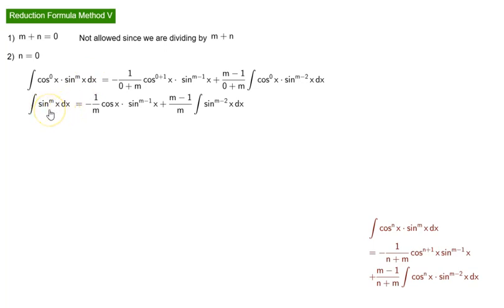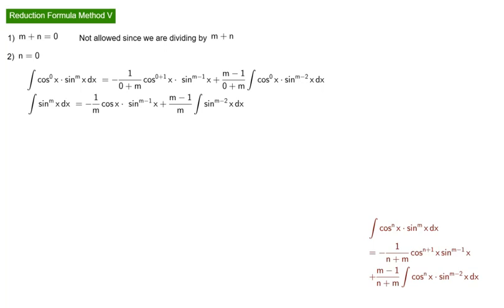And this we know in a previous session we have derived. So the right hand side should be equal to what we arrived at previously. Minus 1 by m times cos x times sine to the power of m minus 1 x plus m minus 1 by m times the integral of sine to the power of m minus 2 x dx, because cos 0 x is 1. So this is the same formula that we had arrived at previously.